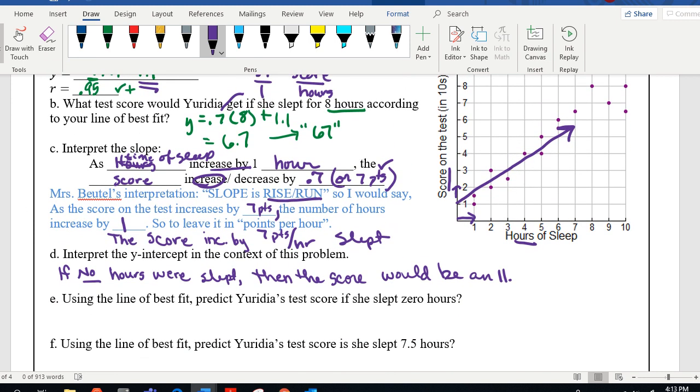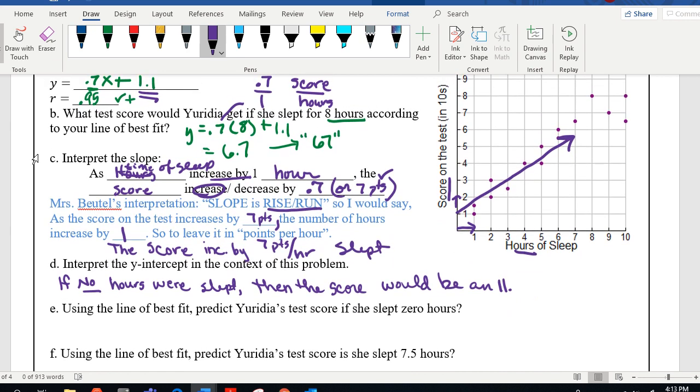Okay, using the line of best fit, predict the score after 0 hours. Okay, well, we did predict it and it was 1.1. So I'm going to go back and do y equals 0.7 times 0 plus 1.1 equals 1.1, which would be the score, because it's talking y equals this score, or an 11.